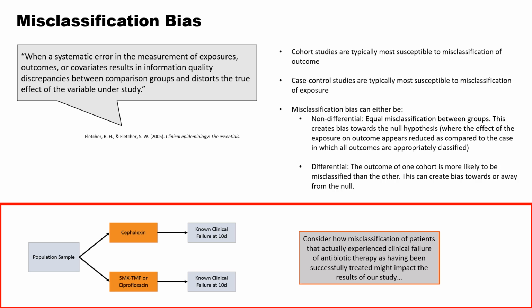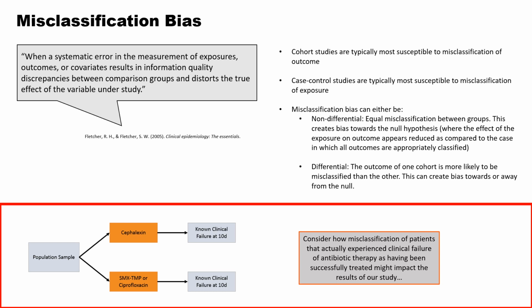So cohort studies are typically most susceptible to misclassification of outcome. As an example of this, it's fairly unlikely that we misclassify a patient in terms of the antibiotic they received because we can easily evaluate the prescription that they were given at discharge. However, it's much more difficult to classify patients as having clinical failure or not, and so this is where we're more susceptible to misclassification bias.